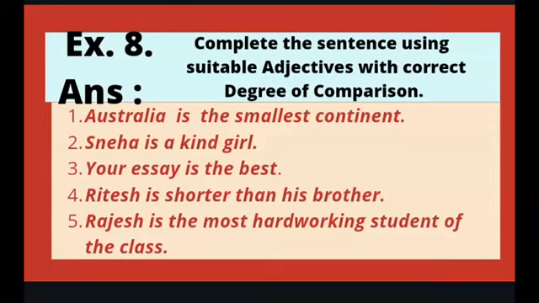The second example is an example of a positive degree. Sneha is a kind girl. Whereas the fourth sentence is a comparative degree. Ritesh is shorter than his brother. There is a comparison between Ritesh and his brother.